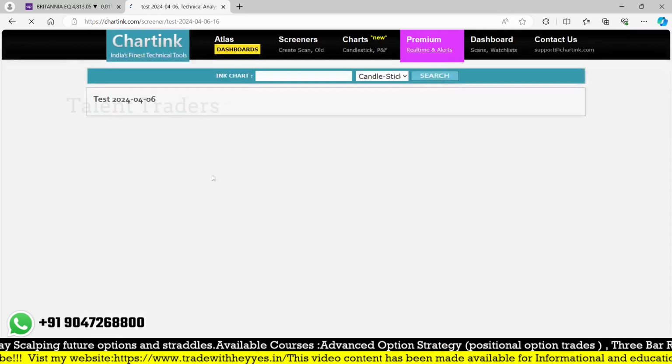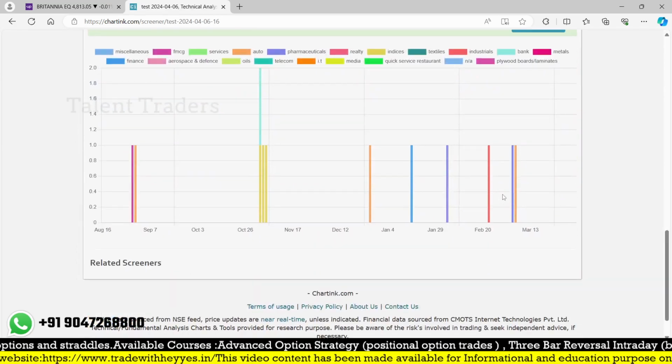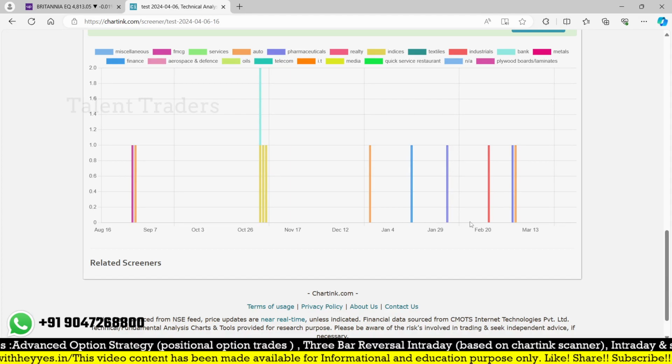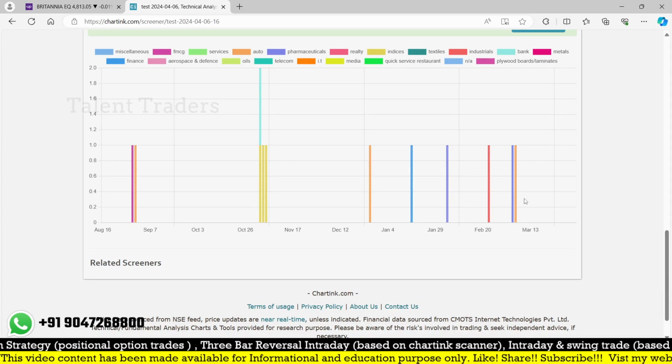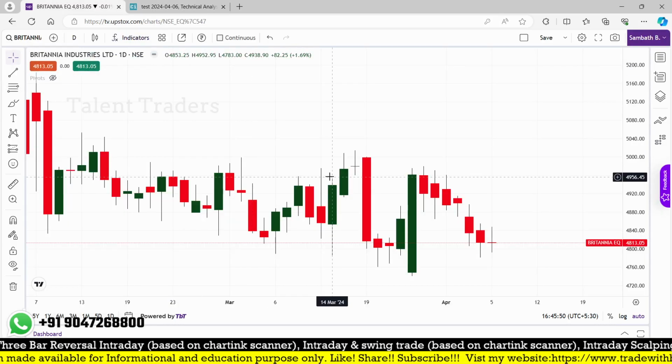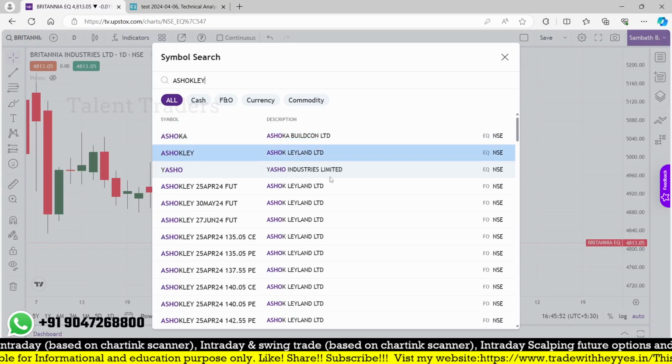Let me sum it up, and we'll be finding out the historical data. Here there are very few stocks with two consecutive dojis. Let me check, but it's a very small number. We will be checking it, then we will be creating that condition for Ashok Leyland.